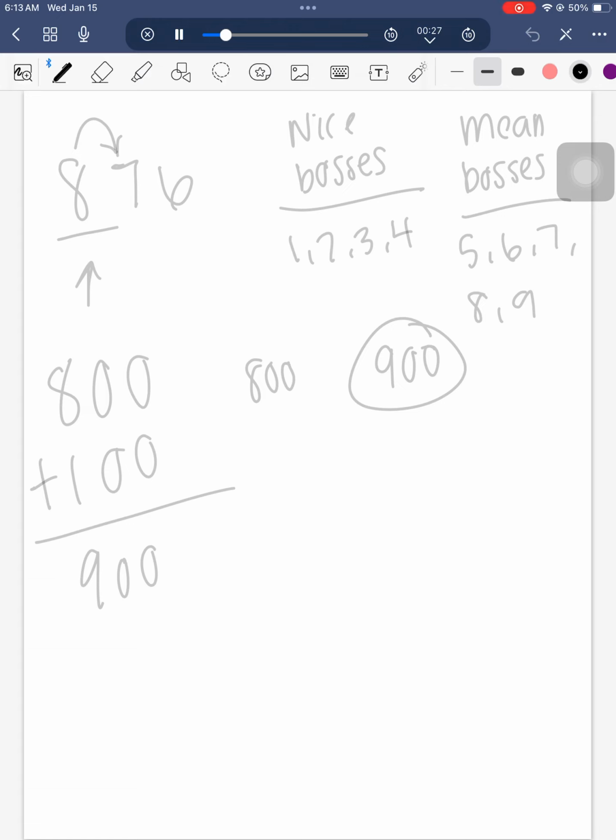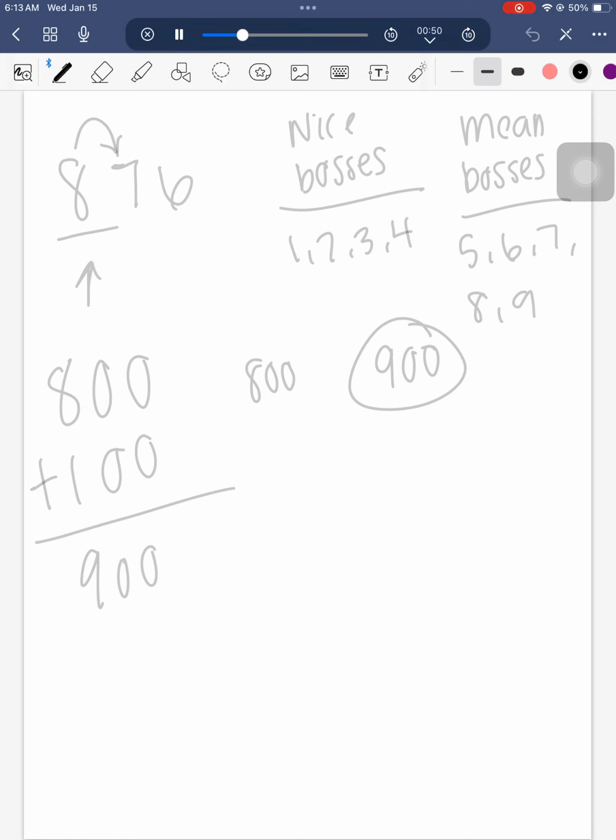Okay. When rounding, you need to look to your number to the right. A lot of them, they know they need to draw the arrow. We're looking at our 6. They've seen it as we have nice bosses and mean bosses. Nice bosses are anything that is less than 5.